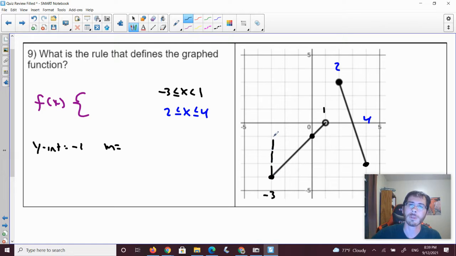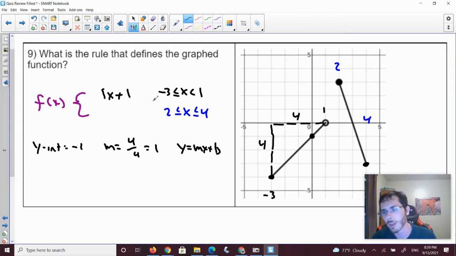1, 2, 3, 4, up 4. 1, 2, 3, 4, over 4. So we're going to rise 4, run 4 that way. So our slope is 4 over 4, or 1. So our equation in y equals mx plus b form is 1x plus 1. You don't have to write it as 1x, you could just write x, but I'll put the 1 there just so we can see where these are all coming from.